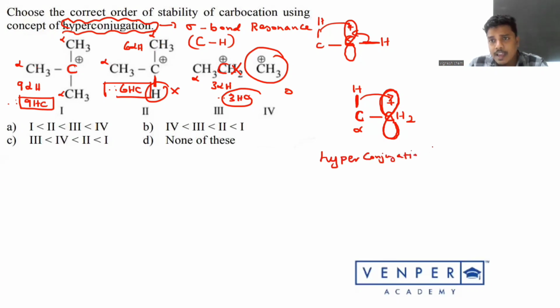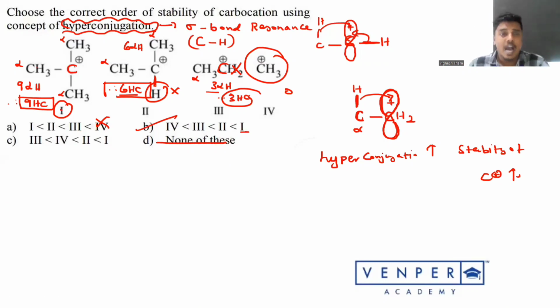Hyperconjugation increases the stability of the carbocation. Which is higher? Option A is higher, right? Therefore, look at the four options. Four is not correct, none of this is 1 or 2. Upper 6, 4, 3, 1, highest to least, right? Option B is correct. Understand?